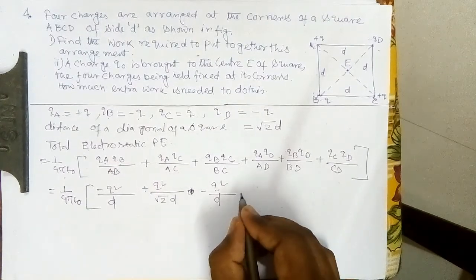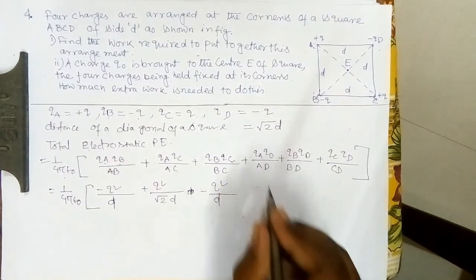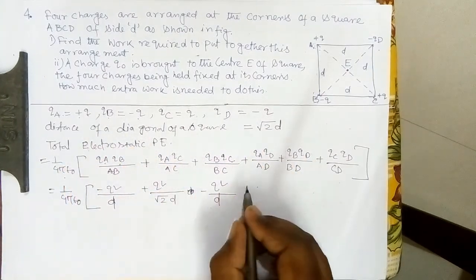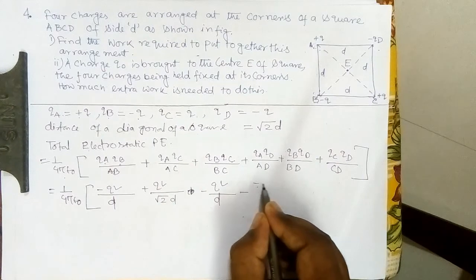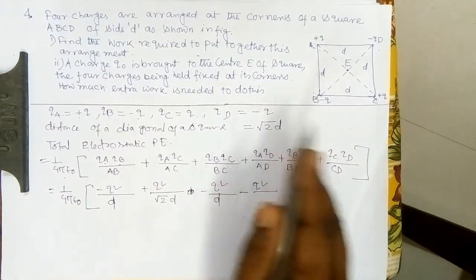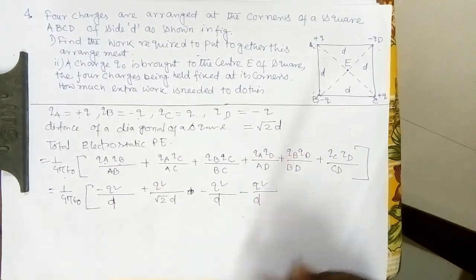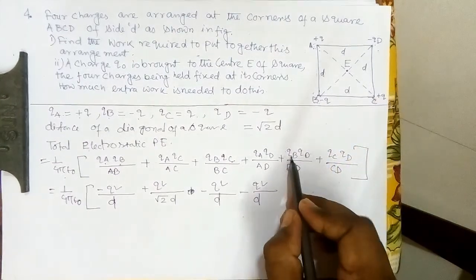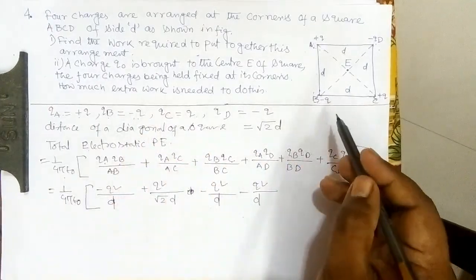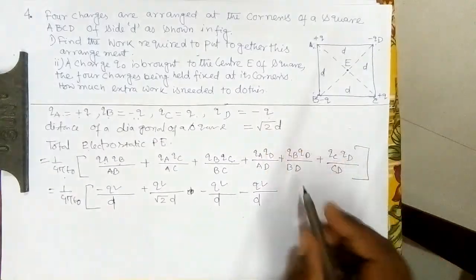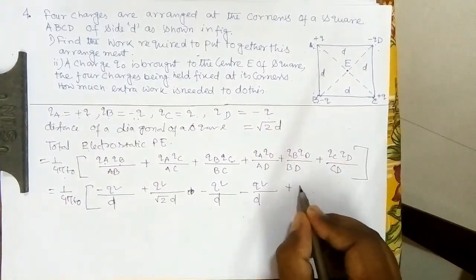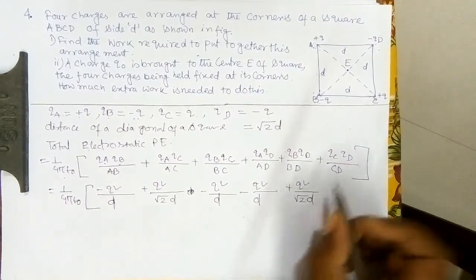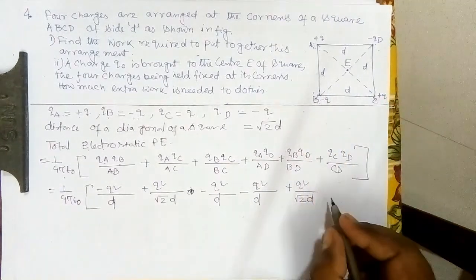And then the third one, QA into QD. So QA plus Q, QD minus Q. So minus Q square AD equals to D. Next, QB into QD. QB into QD means QB equals to minus Q. QD equals to minus Q. So it is plus Q square by root 2 into D, because BD is also another diagonal.